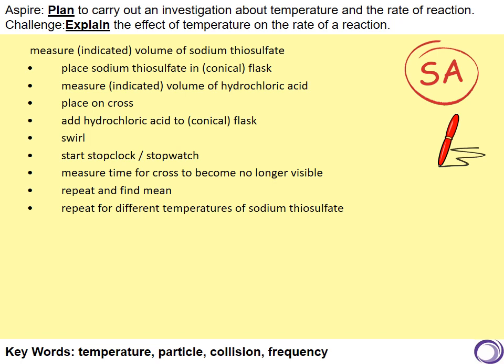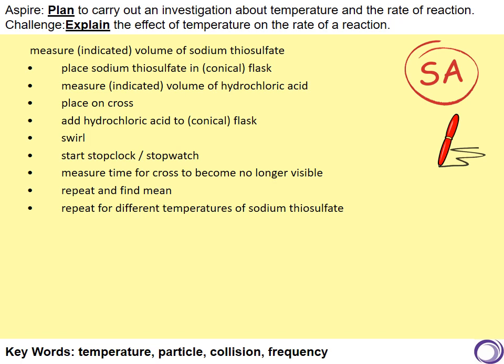And you may find it easier in your method to actually state what those temperatures are. So you might do it at 20, 30, 40, 50, 60, 70 degrees centigrade. We usually say 5 different readings is a good range to have.